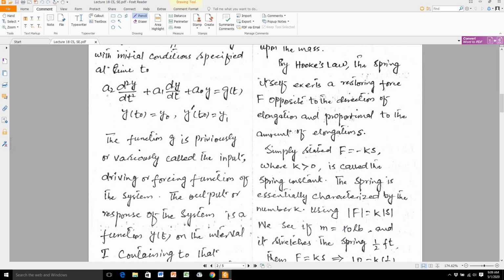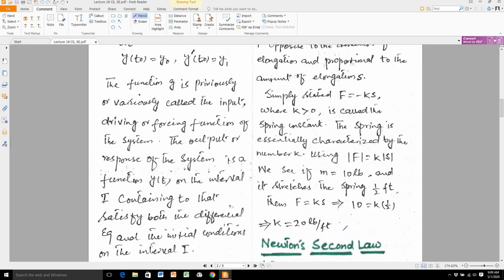We see how we can find the value of k here. Let's say if M is equal to 10 pound, and it stretches the spring half feet, then F is equal to ks.